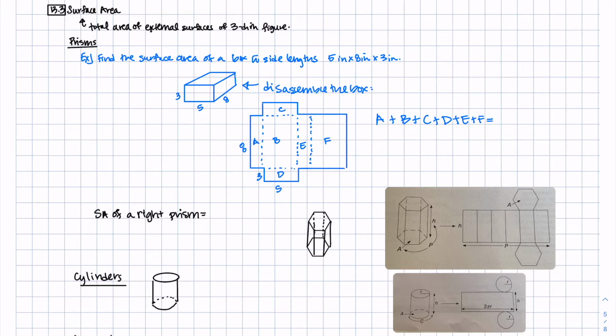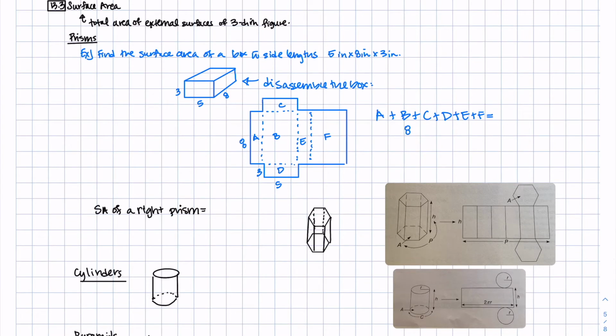And from this picture, it's pretty easy to see that the area of A is just 8 times 3. The area of B looks like 5 times 8. The area of C looks like 5 times 3, because this length will also be 3. The area of D will also be 5 times 3. The area of E is going to be 3 times 8. And finally, the area of F looks like 5 times 8.